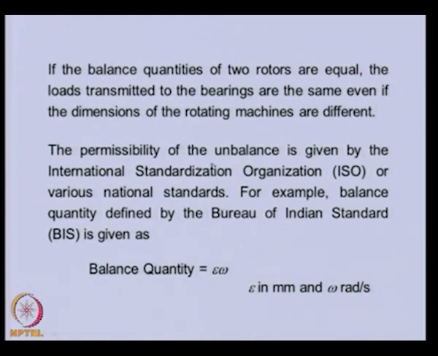The permissibility of the unbalance is given by international standardization organizations like ISO or various national standards. For example, balance quality defined by the Bureau of Indian Standards, BIS, is given as balance quality equal to epsilon into omega, the same as the previous one. Only thing to be noted is the unit: epsilon is in millimeter and omega is in radians per second.